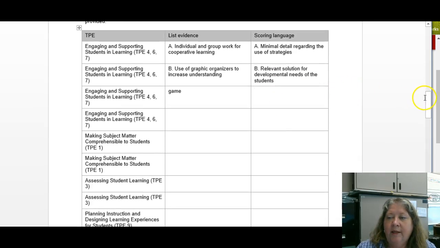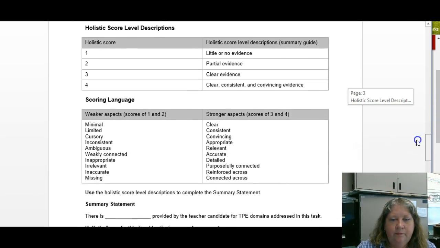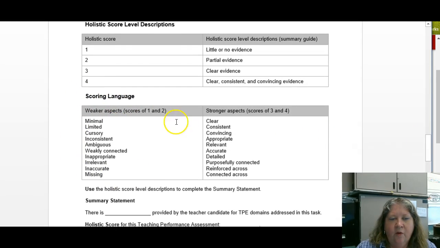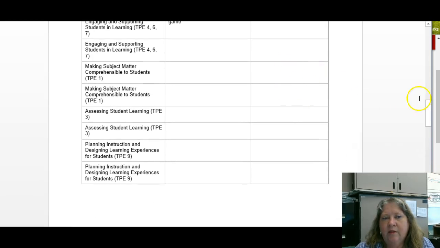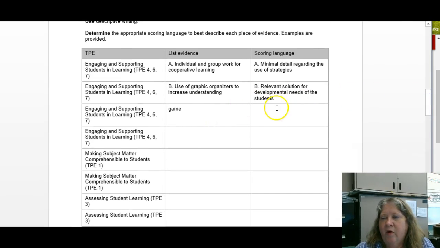So if you don't know where the scoring language is, it's right down here, scoring language. If it's going to score a lower score, you're going to use words like this in the description. If it's going to score a higher score, you're going to use words like this. So if the game was appropriate for the age level, or it was detailed, or it was purposely connected to what they have to do, then these are some of the words that you'll want to use in the column on the right here, where it talks about why that's good or bad. So if the game was accurate or relevant or convincing or whatever it is, you want to use some of those words down below to say what a wonderful thing it is.